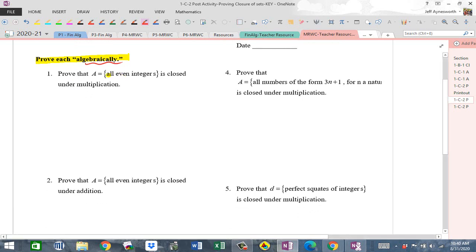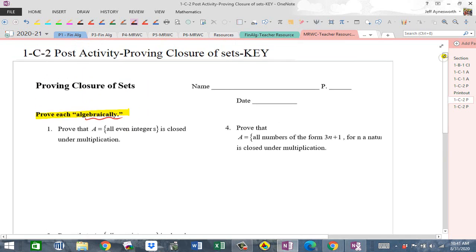In this case, number one, we want to prove that all even integers are closed under multiplication. So we have to prove that an even integer times an even integer is still an even integer. A couple of basic things first.